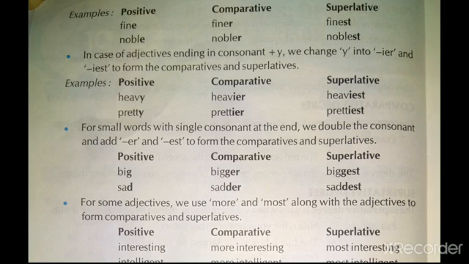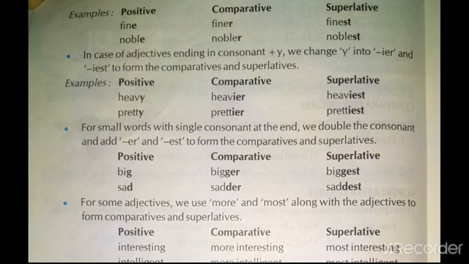Another point is, for small words with a single consonant at the end, we double the consonant and add ER and EST to form the comparative and superlative. Example: big, bigger and biggest, sad, sadder and saddest. Here in big the last letter is G. That's why we doubled that in comparative and then added ER. And in superlative, we doubled that G and EST is added. Same thing in sad, sadder and saddest.